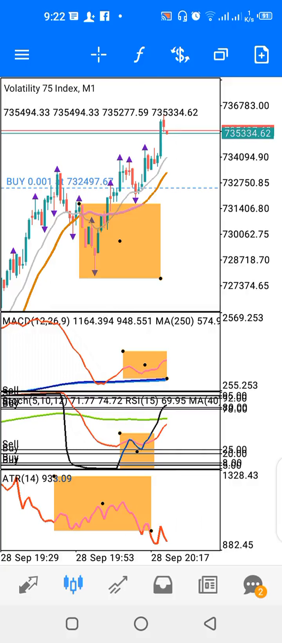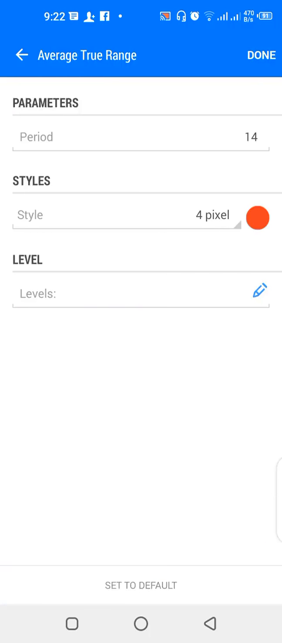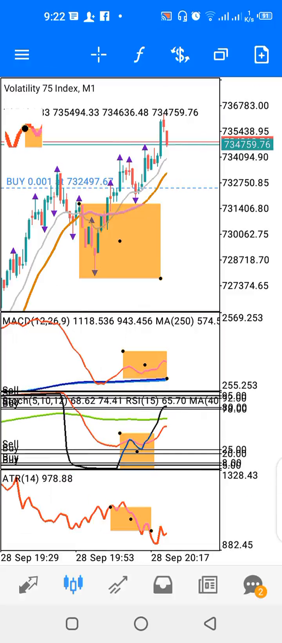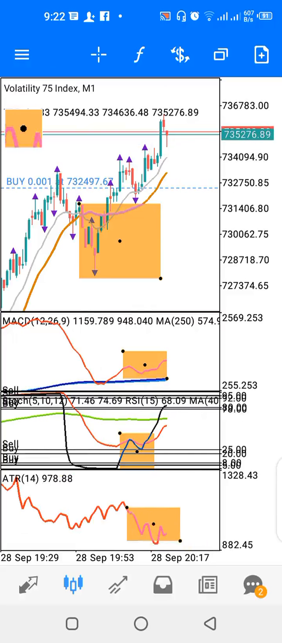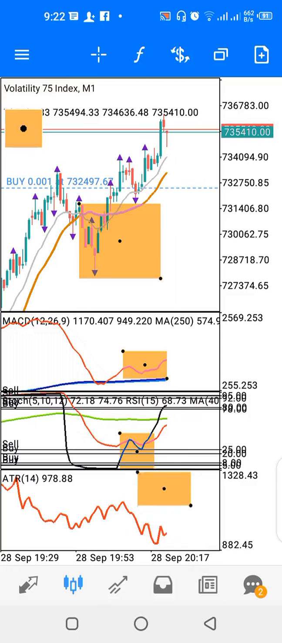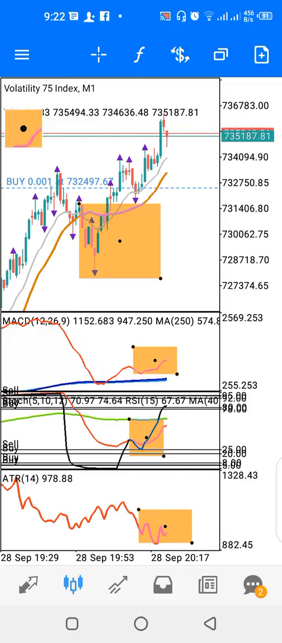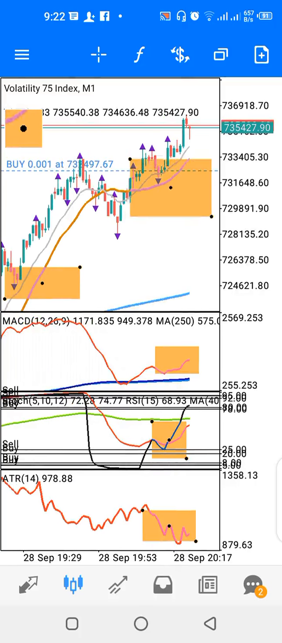And lastly, for the last indicator window, we have average true range. Period is 14. And color is red. So the average true range here is used to confirm if you are to buy or you are to sell. If the red line is pointing upwards, and you are having a buy signal, then you can buy. If it's pointing downwards and you're having a sell signal, you can sell.